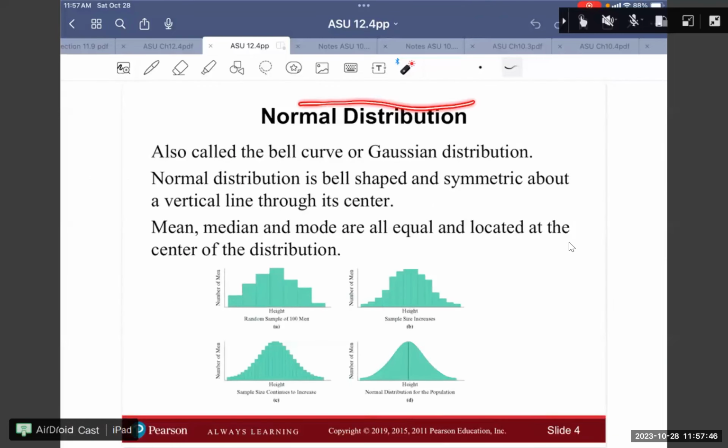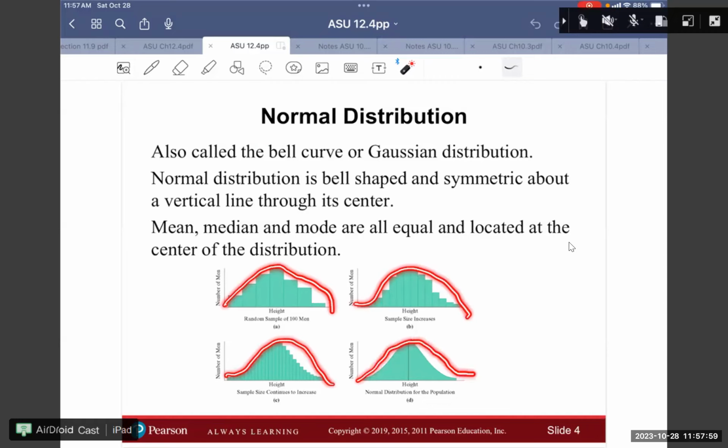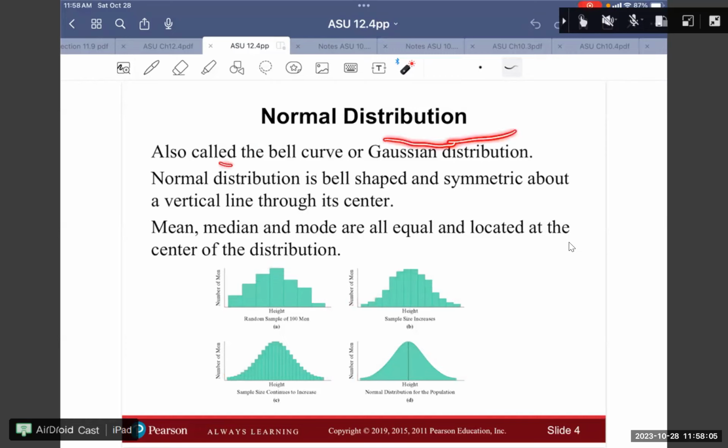So the normal distribution is also called a bell shape. You see this one, like the bell shape, every single one. The normal, or Gaussian, distribution is a bell shape. It's symmetric about a vertical line through the center. You see the vertical line in the center, something like this. The mean, median, mode, and quartile are located at the center of the distribution.